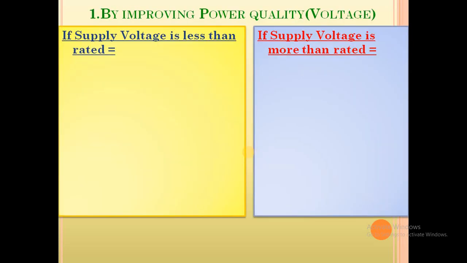First we'll see voltage. Indian electric induction motors are rated for 415 volt and 50 hertz frequency. So what will happen if the supply voltage is less than the rated voltage, and if the supply voltage is more than the rated voltage? We'll see.